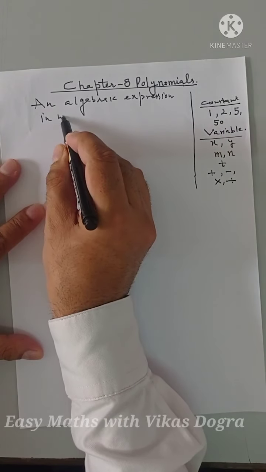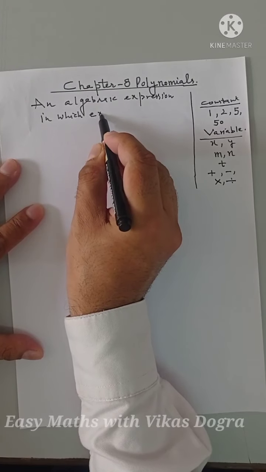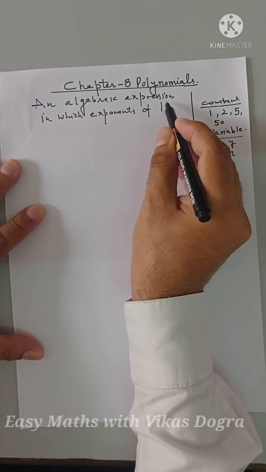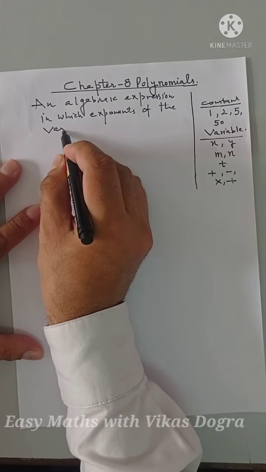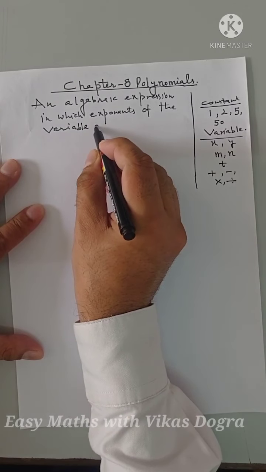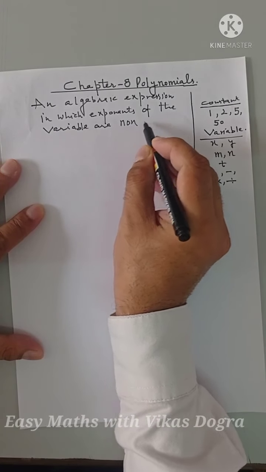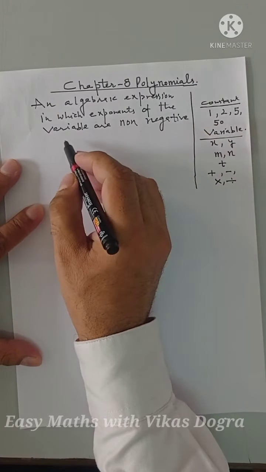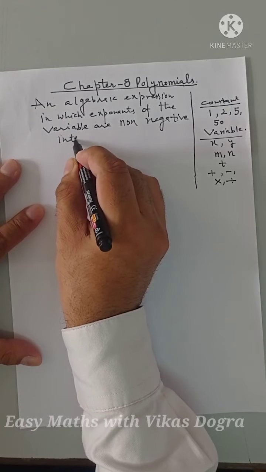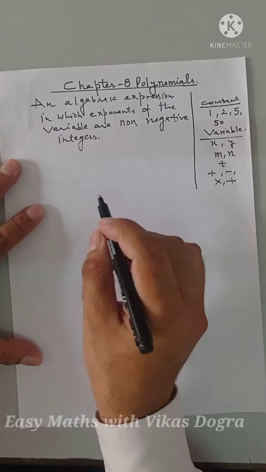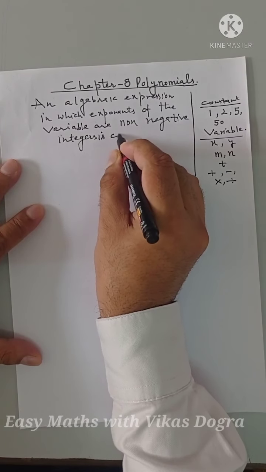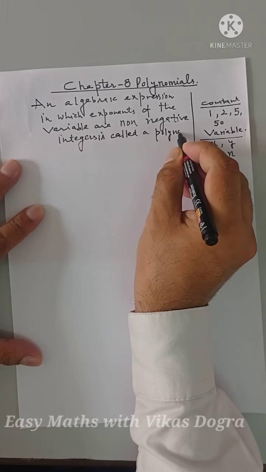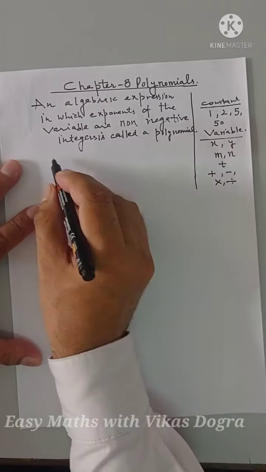in which the exponents, the other name of exponents is powers, in which the exponents of the variable are non-negative. What do you understand by non-negative? Non-negative means positive. Non-negative integers. Now it is called a polynomial. I will explain it with an example.